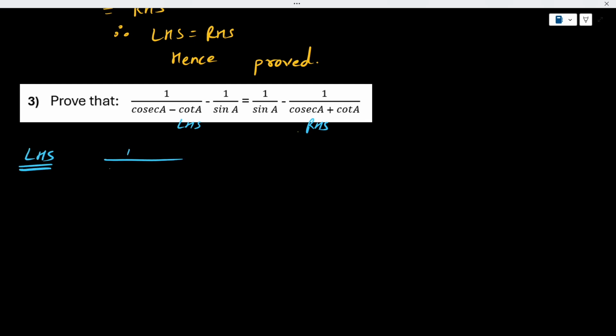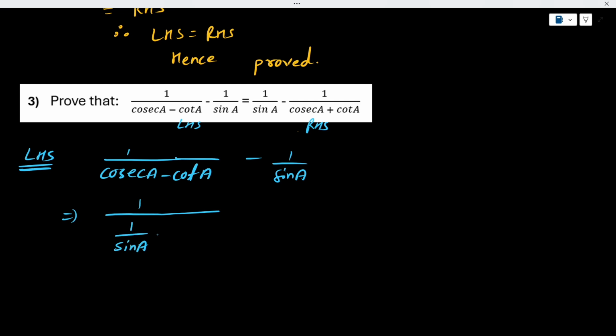It is given 1 by cosec A minus cot A, minus 1 by sin A, right? Then here we'll try to convert everything into sin and cos to get the simplest form. So it's going to be 1 by sin A minus cot A, which is cos A by sin A, right? And then minus 1 by sin A.